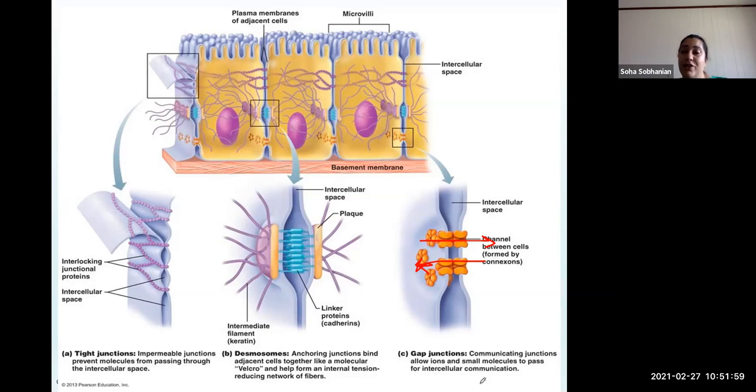It reduces tension. So the question is, what does desmosome reduce? It reduces tension. So it's tension reducing network of fibers. So it evenly distributes the tension rather than having points of tension throughout the tissue that can be damaged.